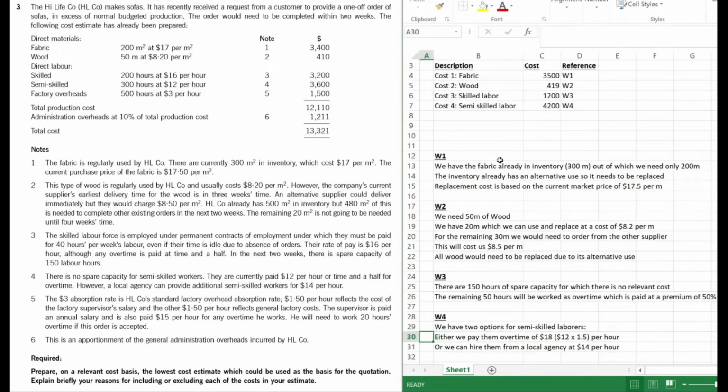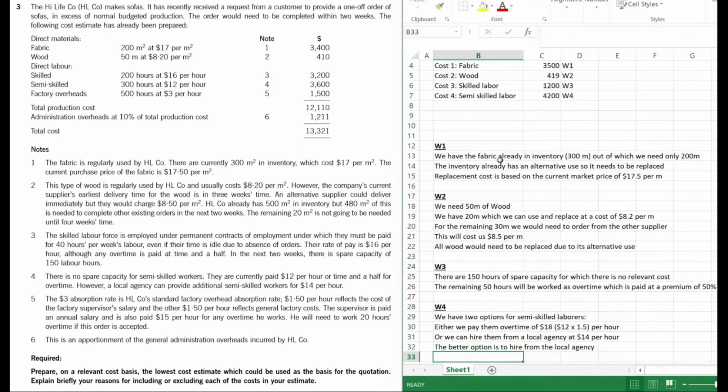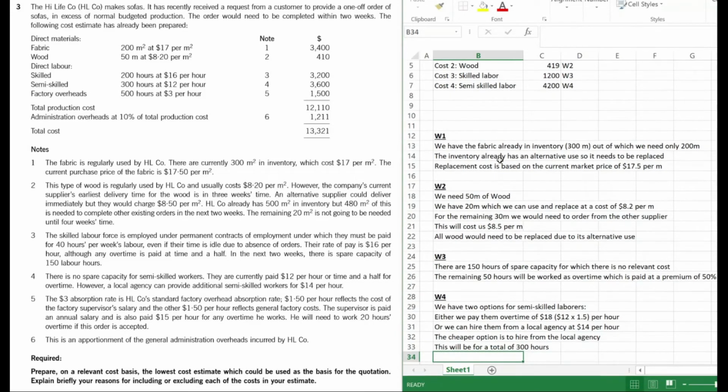Let's just give a conclusion here as well. The better option is to hire from the local agency, or rather than saying better, let's be more specific. The cheaper option, that's why it's better, right? The cheaper option is to hire from the local agency. This will be for a total of 300 hours, right? We don't need to go into too much detail in the explanation. Get to the point, but make all the relevant points that you thought of when writing down your answer, so that the marker can easily follow your train of thought.